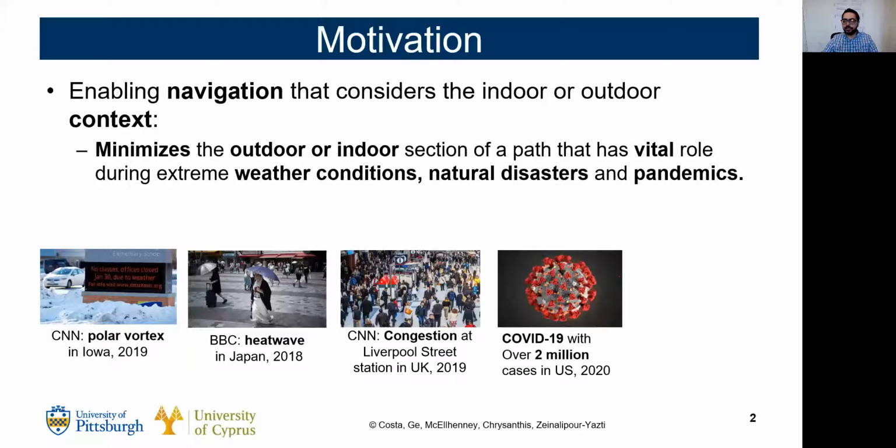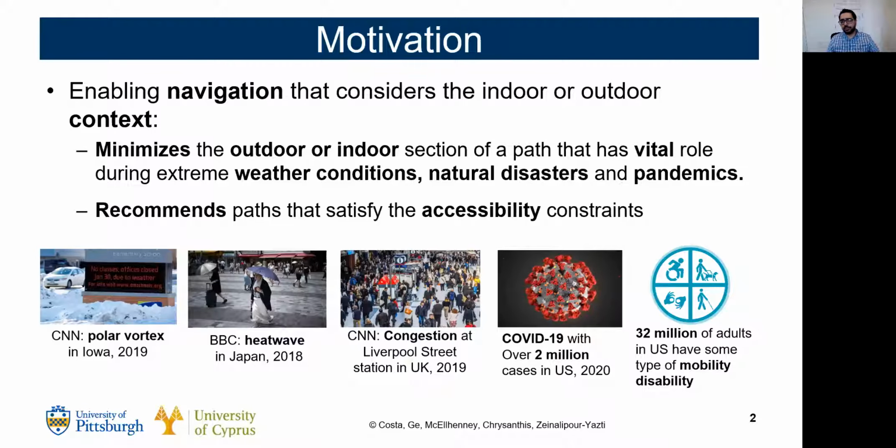Especially now with COVID-19, with over 2 million cases in the US, we want to minimize or avoid specific sections of a path. The second objective is to recommend paths that satisfy the accessibility constraints. 32 million adults in the US have some form of mobility disability.